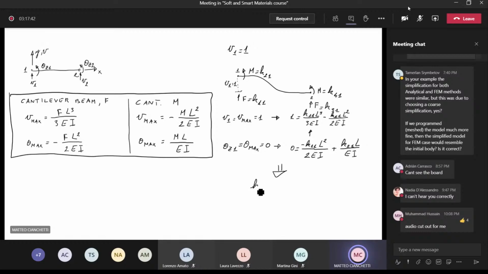K11 equal to 12EI on L^3 and K21 equal to 6EI on L^2.